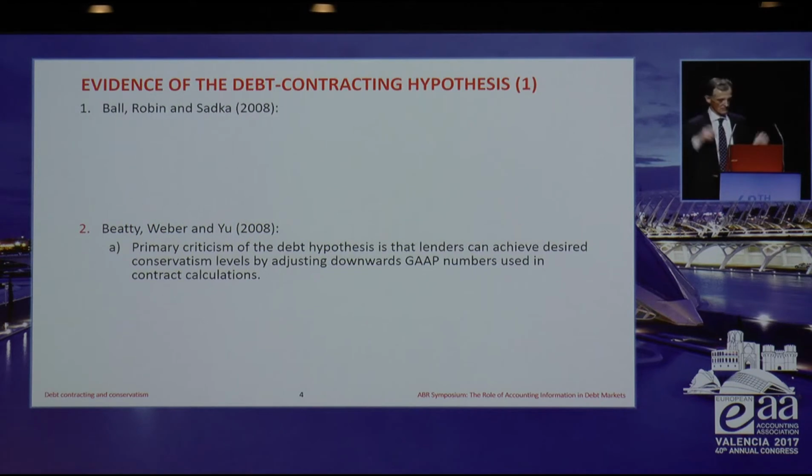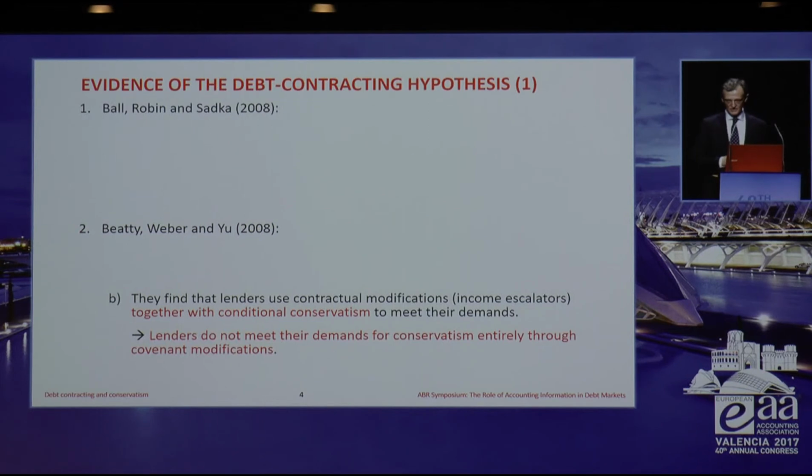Firms could report, quote unquote, in an unbiased, symmetric way, and lenders in the debt contracts will adjust downwards the reported numbers to include the appropriate dose of conservatism. What they find, examining a bunch of real contracts, is that lenders do use contractual modifications. In particular, they use income escalators.